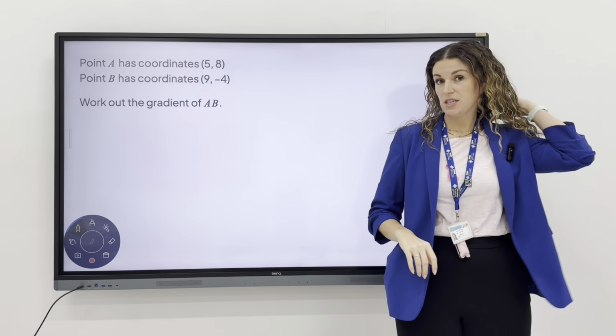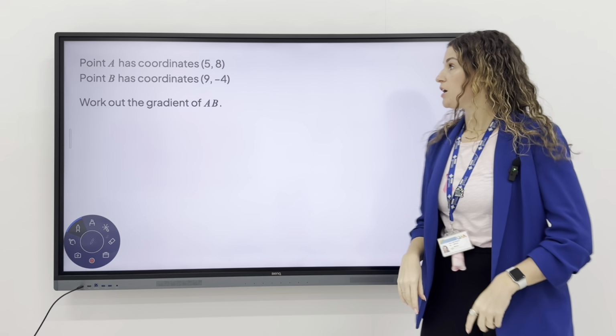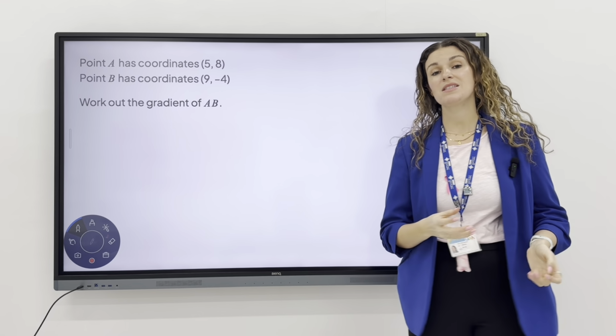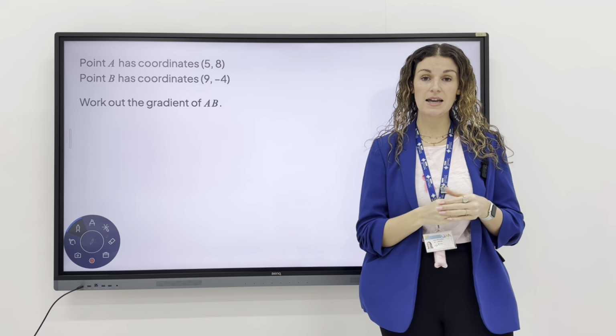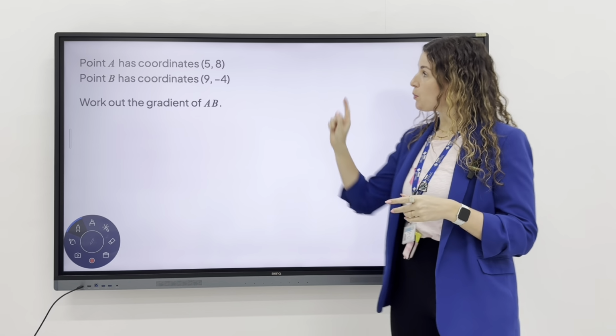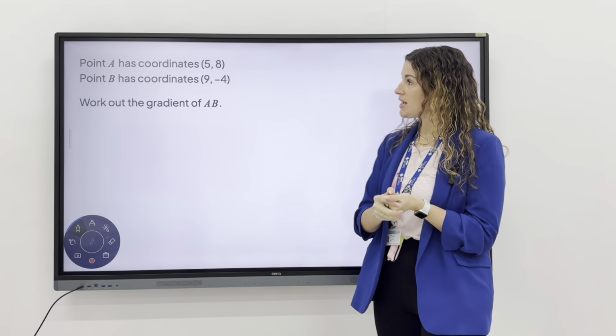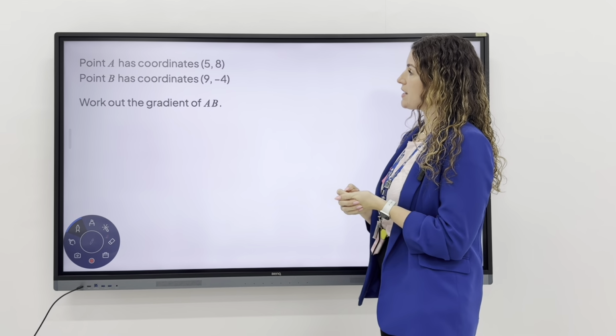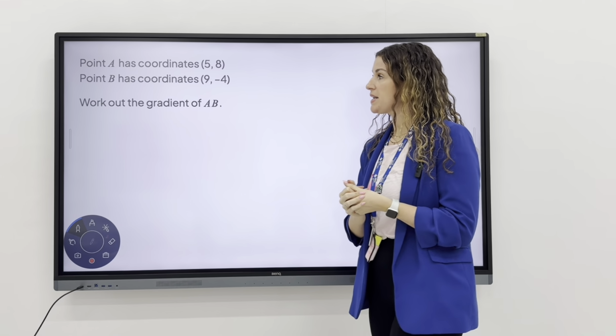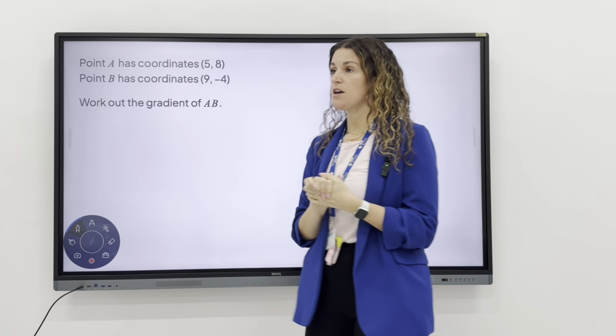Okay, welcome back to the coordinate geometry series. A really important question is how to find the gradient of a line given 2 points. So point A has coordinates 5, 8, and point B has coordinates 9, -4, and we are being asked to work out the gradient of AB.